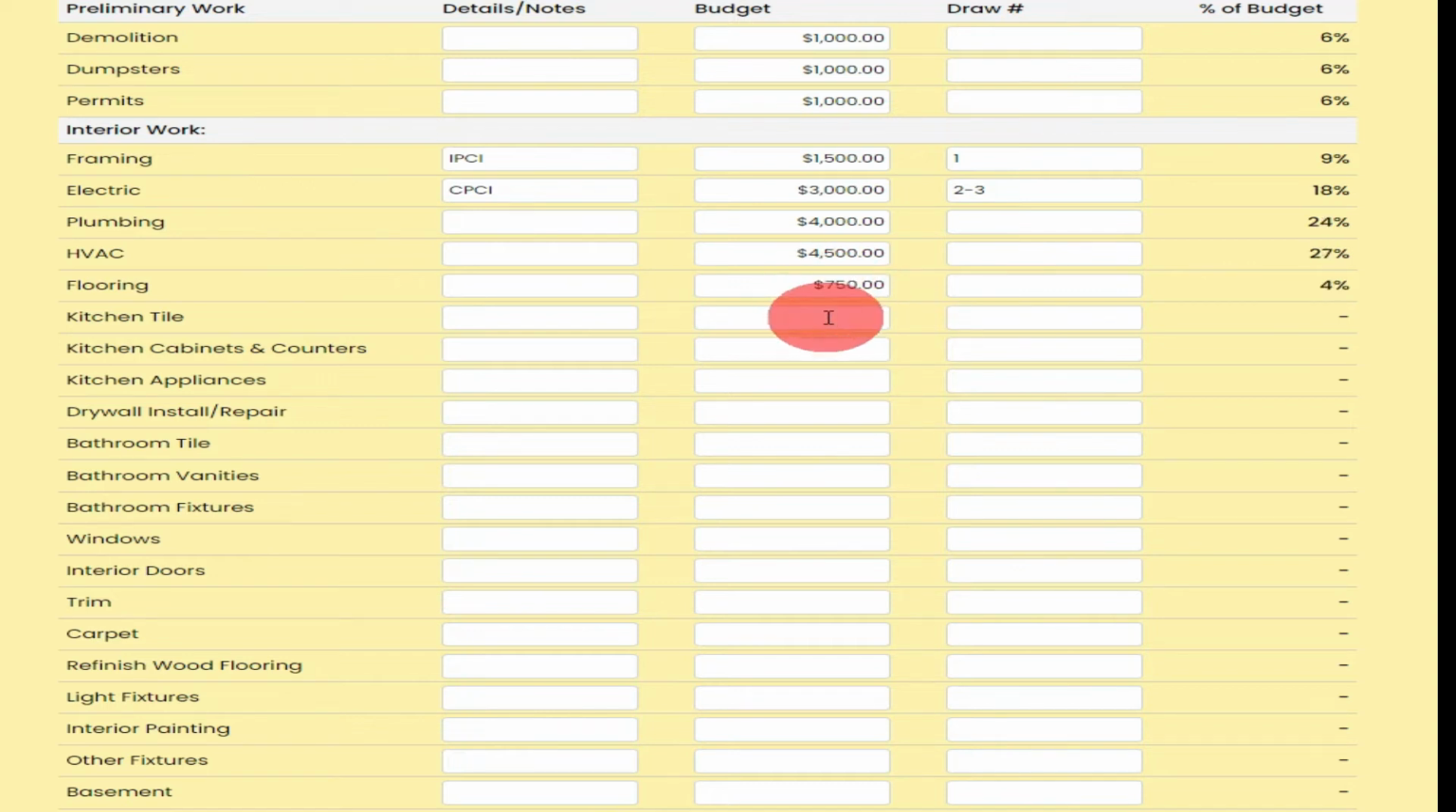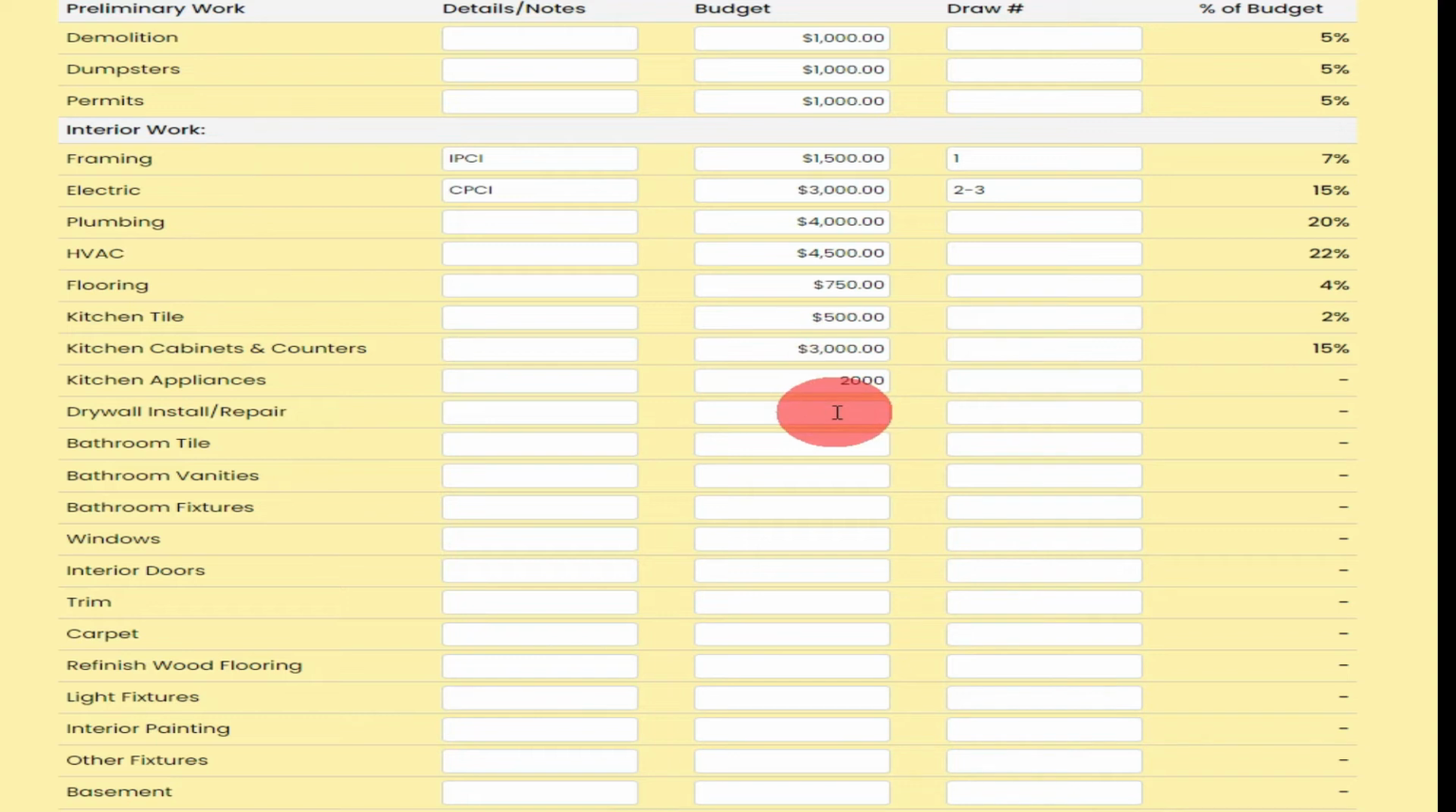My kitchen tile, again, I'm just going off of materials here. Let's say between the floor and the backsplash, it shouldn't be that much. It should be about $500. My cabinets, let's say, run me around $3,000 in a small house. My kitchen appliances, if it's a lower level rehab, let's say that'd be around $2,000.